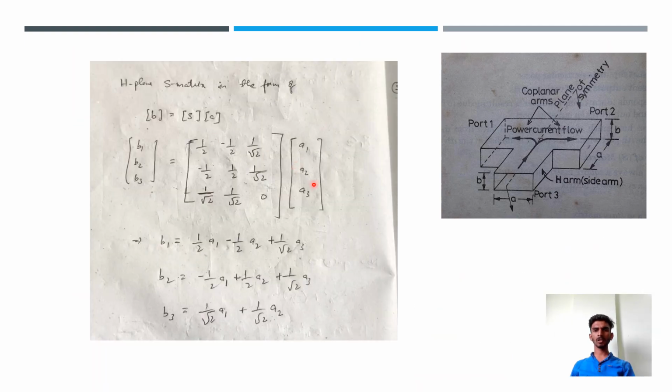After deriving, we got the S matrix for the H-plane T junction. Now the H-plane S matrix is used in the form of this equation we are considering: B is equal to S into A, where S is the S matrix of the H-plane T junction. The value is written here, and we multiply and equate those values, and we get these three equations. That's it. This is the final equation for the H-plane T junction.